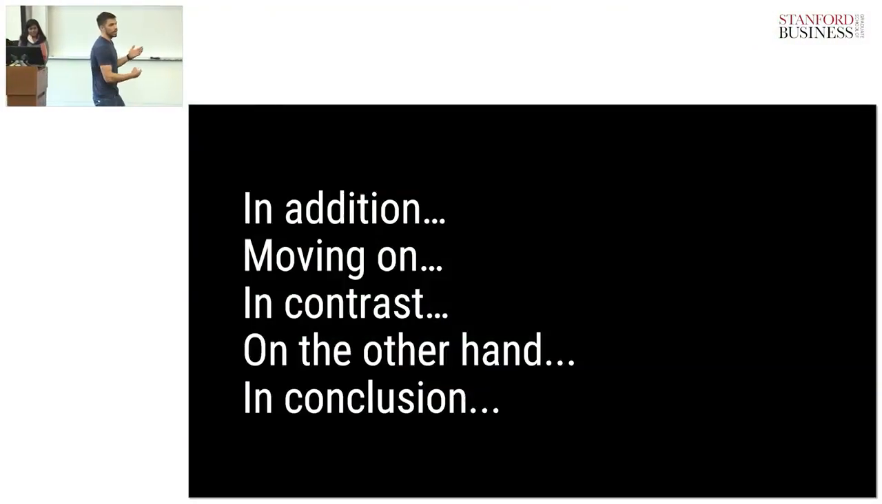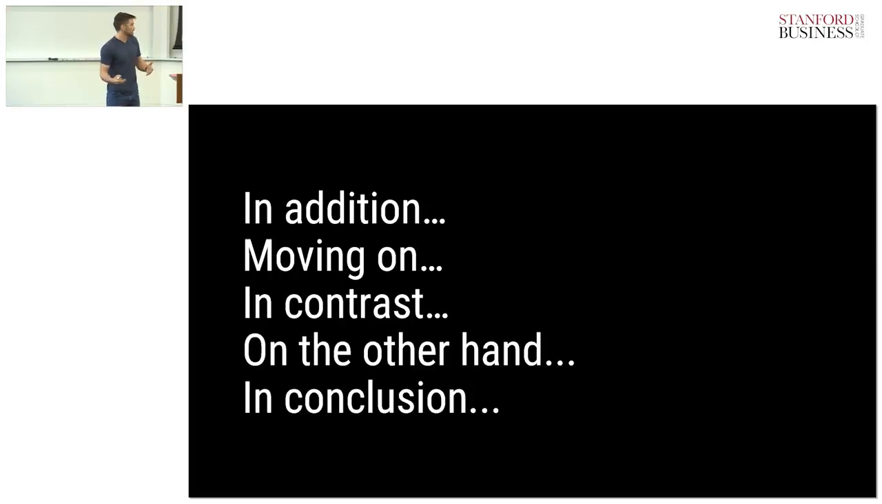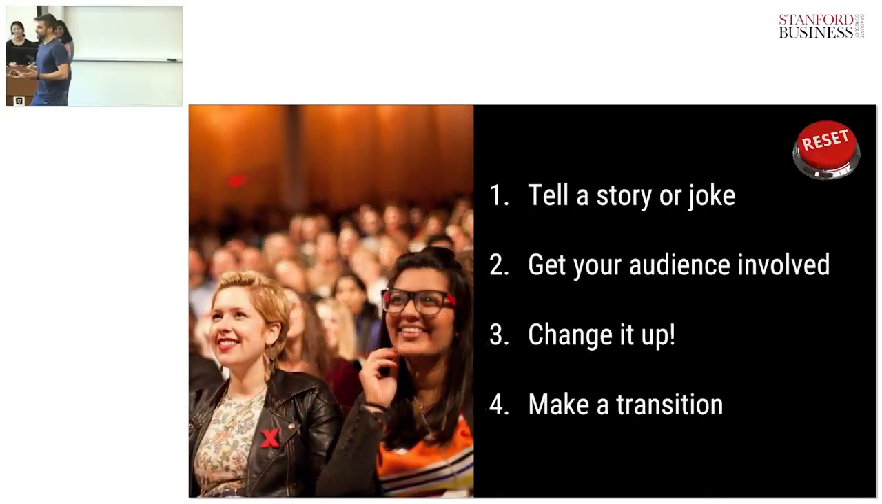So these are some of the common transitions that you can use. In addition, moving on, in contrast, or on the other hand. So, in conclusion, there are 4 ways that you can re-engage your audience. The first is to tell a joke or a story. Second, to get your audience involved, which could be giving them a poll or getting them to talk to each other. The third is to change it up, as Such demonstrated, with maybe your voice or your presentation style. And last is to make a transition.